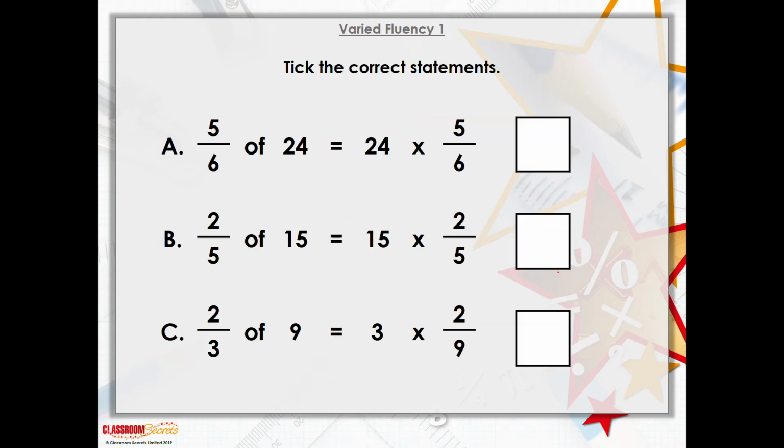It says tick the correct statements. A: 5/6 of 24 is equal to, or the same as, 24 times by 5/6. B is 2/5 of 15, which equals 15 times by 2/5. And C is 2/3 of 9 equals 3 times by 2/9. Now we're going to have a look very, very carefully at these number sentences.